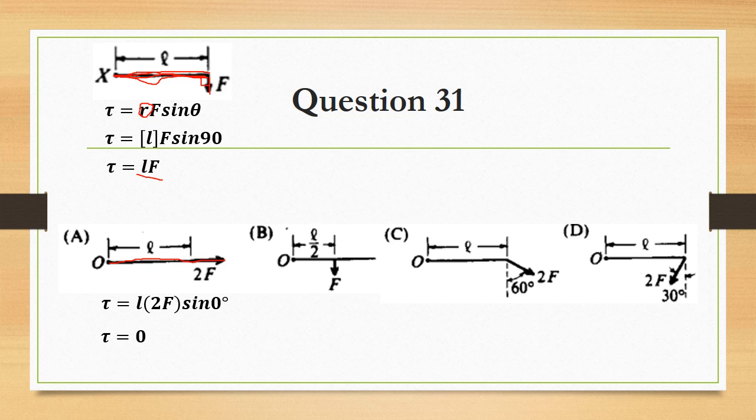Distance is only L over 2 rather than L. Force is still F. Angle is still 90. So that means we have a torque of 1/2 LF, not a match. Answer choice C. Here's where it gets kind of interesting. So a lot of people are tempted to say R F sine theta.